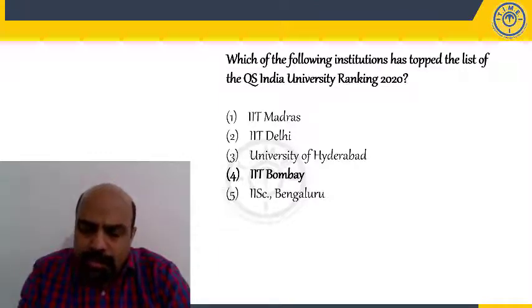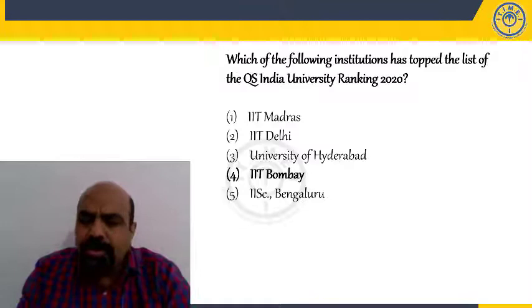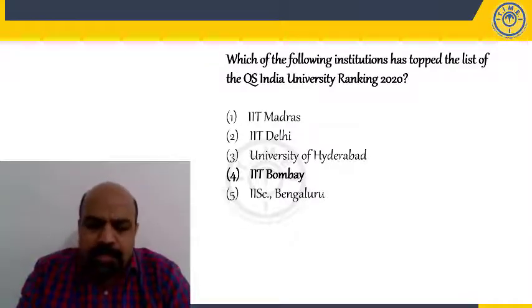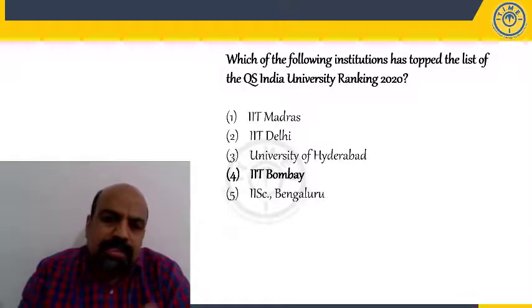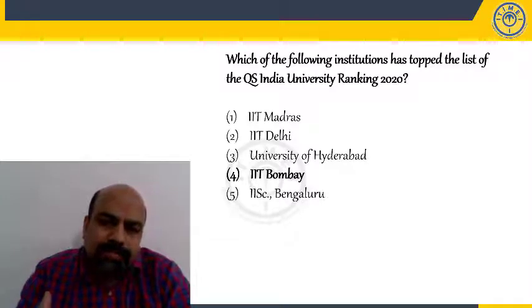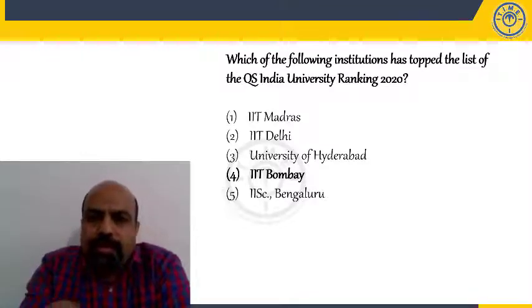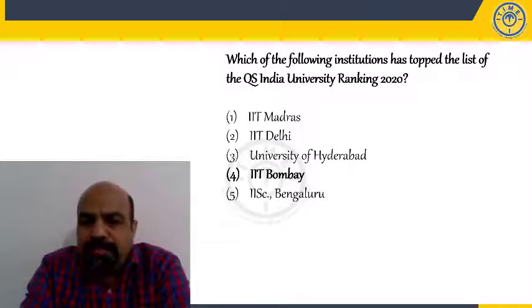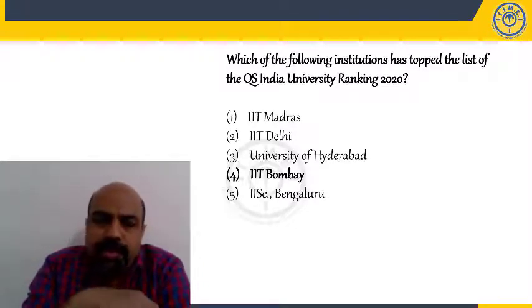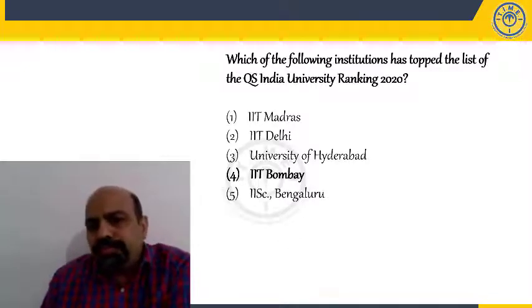2, IISc Bangalore. IIT Delhi is number 3. Number 4 is Madras. Number 5 is IIT Kharagpur. So let me repeat. IIT Bombay, 1, India's best. Number 2, Indian Institute of Science, Bengaluru. 3, IIT Delhi. 4, IIT Madras. 5, IIT Kharagpur.